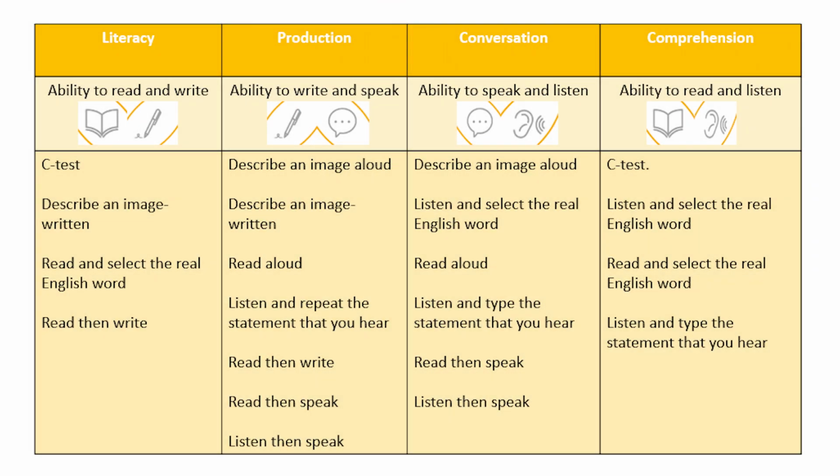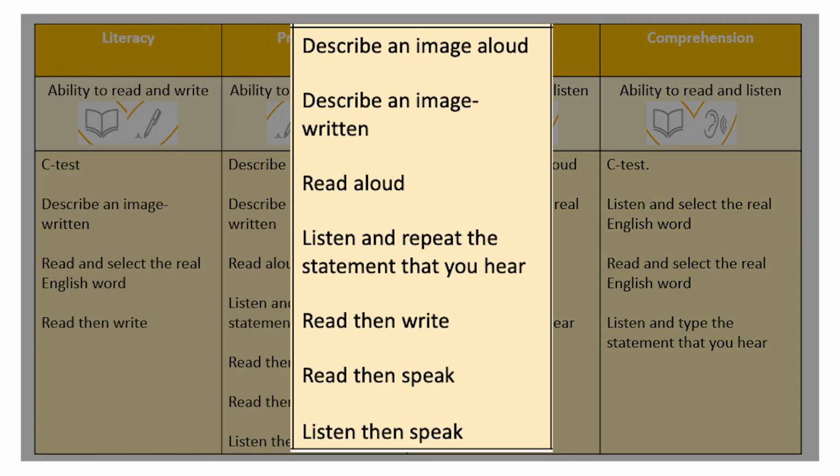The second category listed is production. This is your ability to produce language, your ability to write and to speak, where you are producing your own original ideas and thoughts. The questions that fall into this category are to describe an image aloud, to describe an image in written form. Both of these require you to communicate what it is that you're seeing. To read aloud shows that you can read in a clear and comprehensible way.